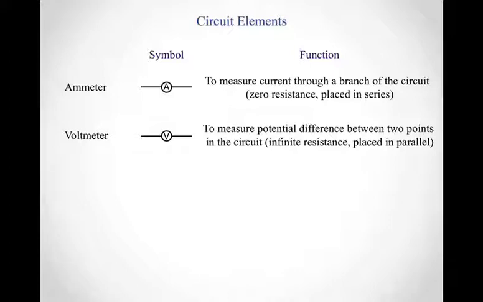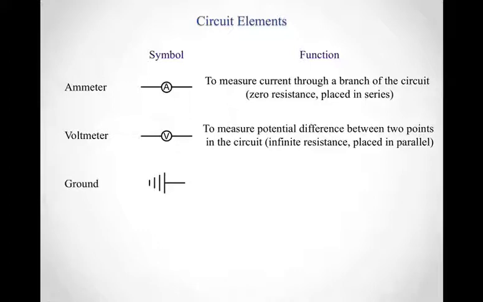A voltmeter we treat as having infinite resistance, and it's placed in parallel. We'll describe what it means to be placed in series and placed in parallel a little bit more in the next couple of videos. But these are our two effectively measuring devices. They're keeping track of the current within the circuit and the potential drops around the circuit.